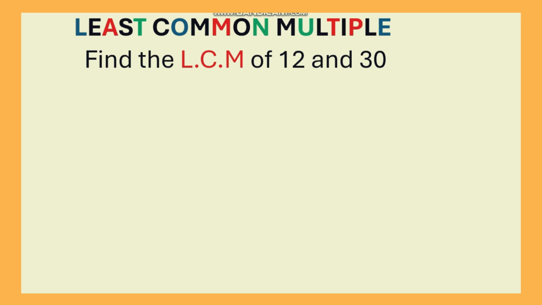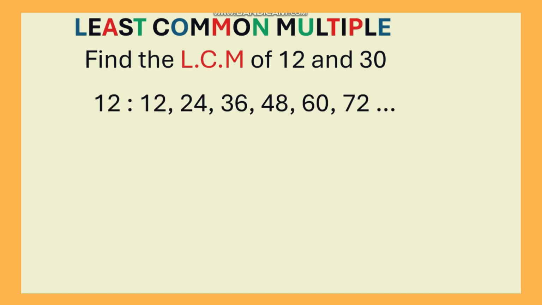So we're going to look at the multiples of 12. Multiples of 12: 12 times 1 is 12, times 2 is 24, times 3 is 36, times 4 is 48, times 5 is 60, times 6 is 72. You can see these are multiples of 12 and it continues until infinity. I use those three dots to mean it continues.